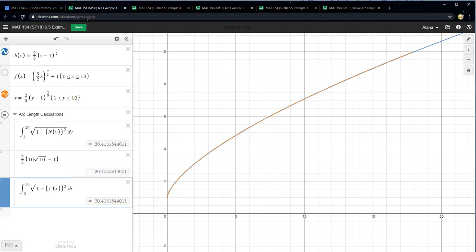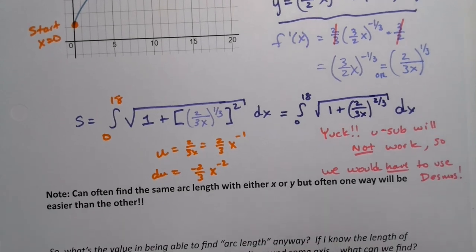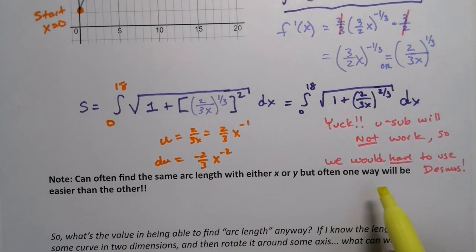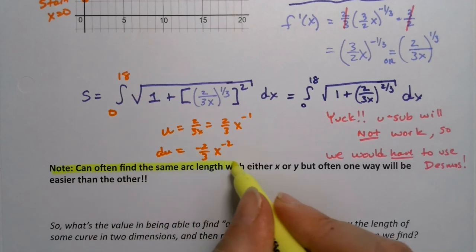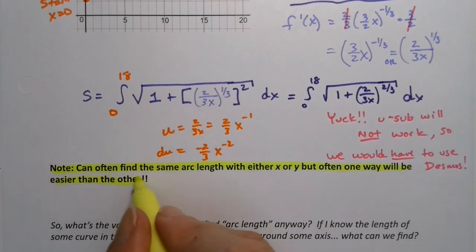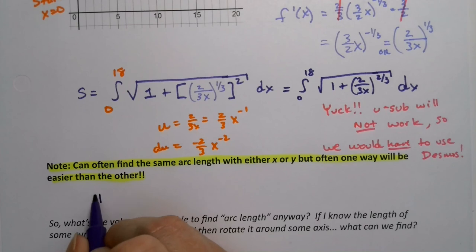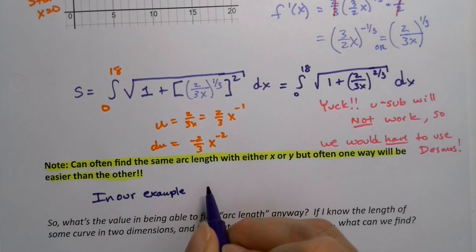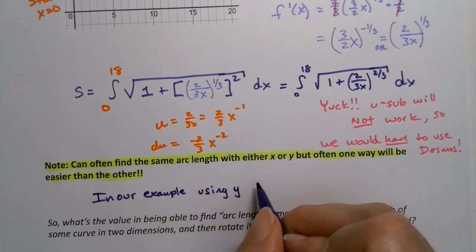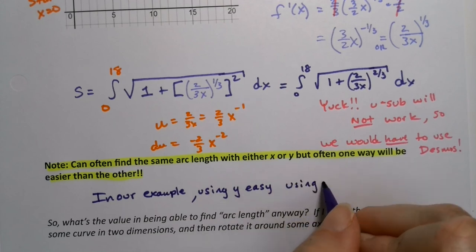There are often arc length problems that you can do one way but not the other. Or if you can do both, sometimes one of them will be way easier than the other. So in this case, the y was way easier than the x. As a matter of fact, the x was not really possible knowing what we know. So in our example, using y as our variable was easy. Using x was impossible to do by hand.